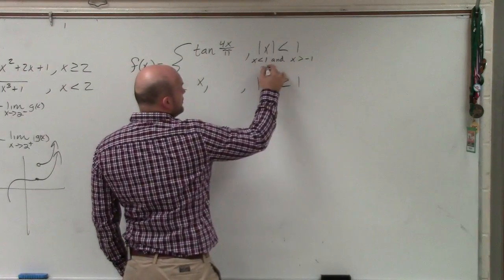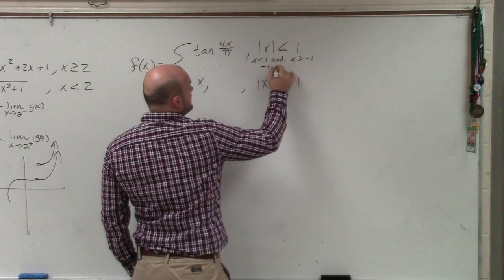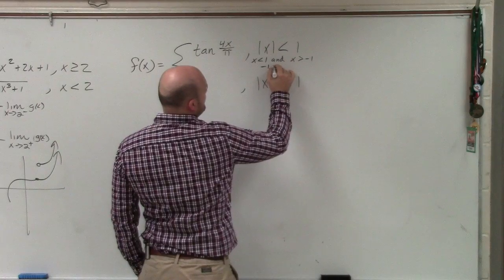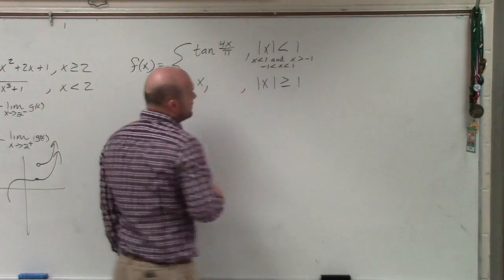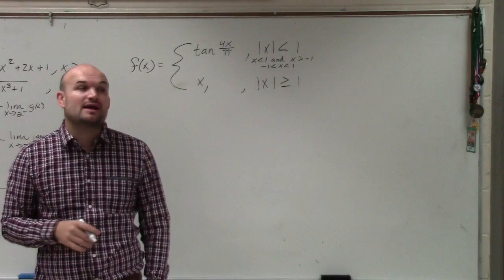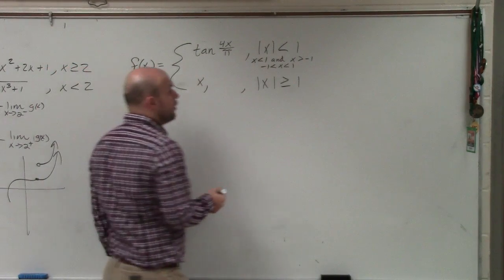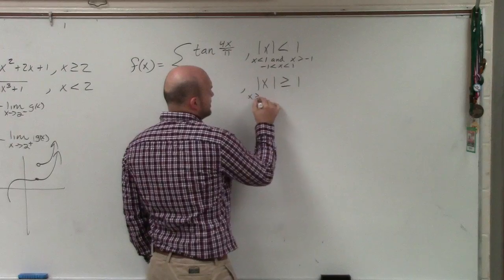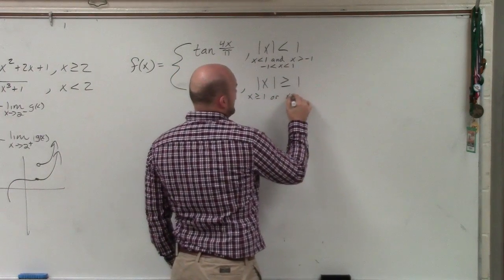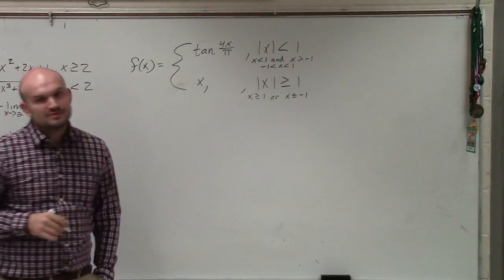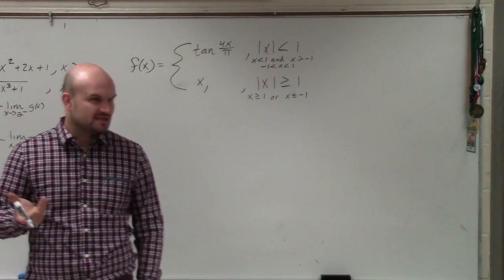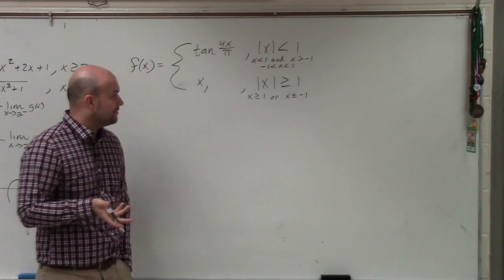So we can rewrite this as x is less than 1 and x is greater than negative 1. Or you can write that as negative 1 is less than x, which is less than 1. When the absolute value of x is greater than or equal to 1, that breaks into an or inequality. We can say x is greater than or equal to 1, or x is less than or equal to negative 1. So just a reminder of your inequalities, ladies and gentlemen. That's basically what we have here.